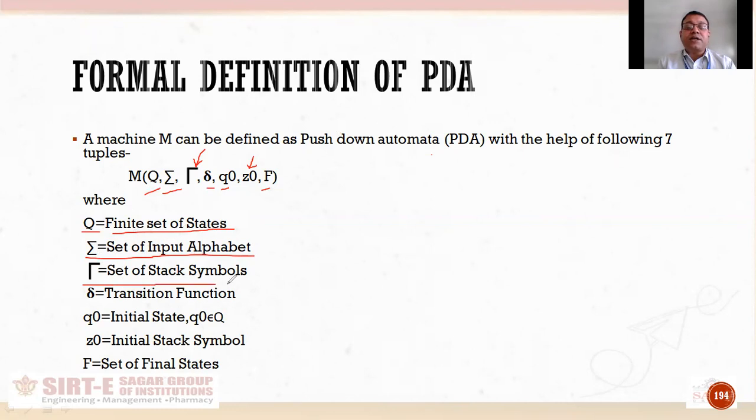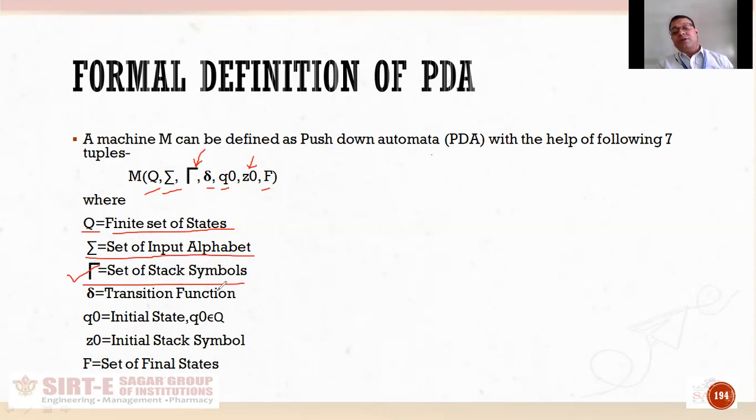Tau is the set of stack symbols. Whatever stack symbols you are going to use to perform push and pop operations in the stack are recognized by this tau. Now, it is up to your discretion what symbols you want to use, whether you want to use some different symbols or symbols similar to the input alphabet. It is totally up to you. It will not make any difference in our pushdown automata.